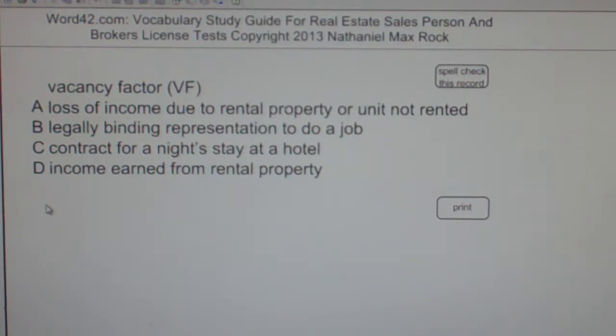So the correct answer choice for vacancy factor is A. Loss of income due to rental property or unit not rented.